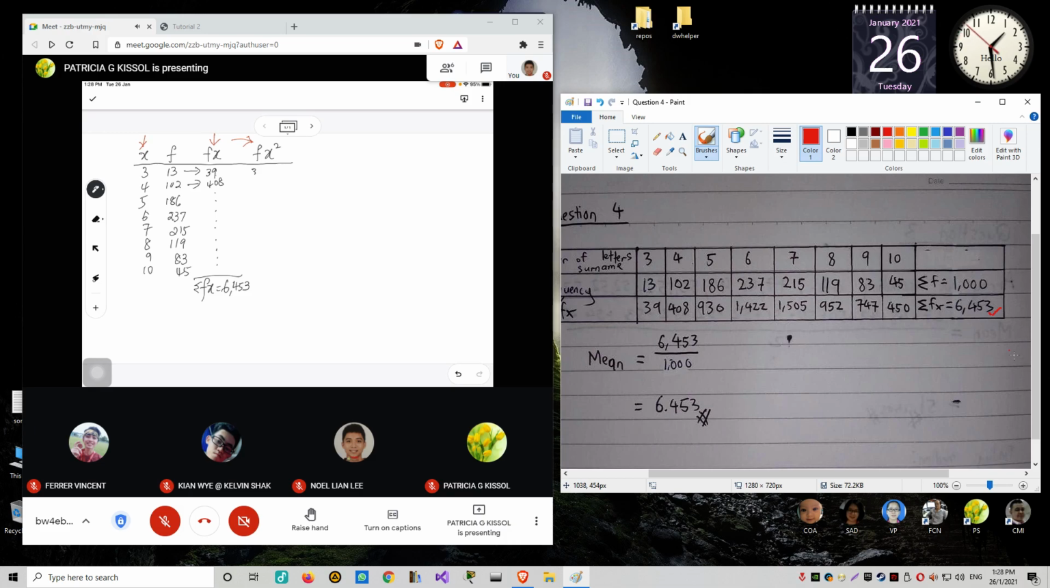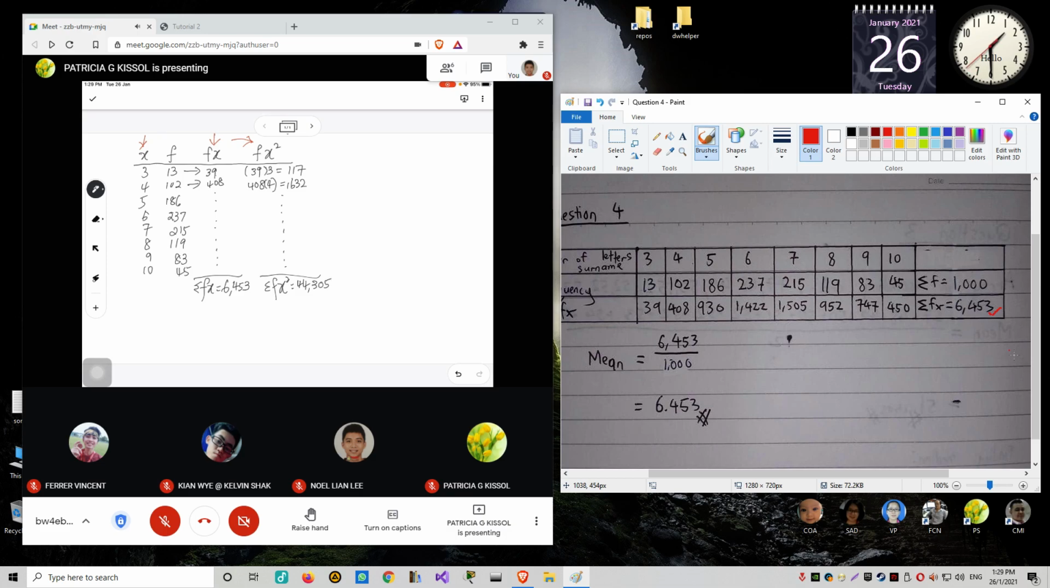So that means 39 times 3, and that should give you 117. Same thing, 408 times 4, and that should give you 1632. Is that clear, class? Clear. fx squared is for the standard deviation. Okay, so you calculate it until you get summation fx squared, and the value should be 44,305.